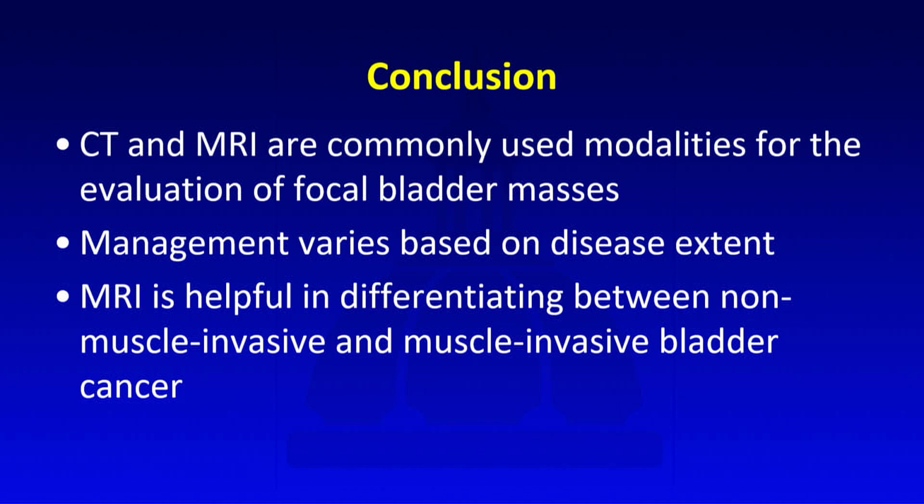So in conclusion, CT and MRI are commonly used modalities for the evaluation of focal bladder masses, and the management varies based on the disease extent. And MRI is very helpful in differentiating between the non-muscle invasive and muscle invasive bladder cancer. And the defining line is really in separating the Ta and T1. Those are the non-muscle invasive disease in which patients will get a TURBT, versus the patients who have muscle invasive disease, the T2s and up, and those patients will undergo some neoadjuvant chemo followed by cystectomy.